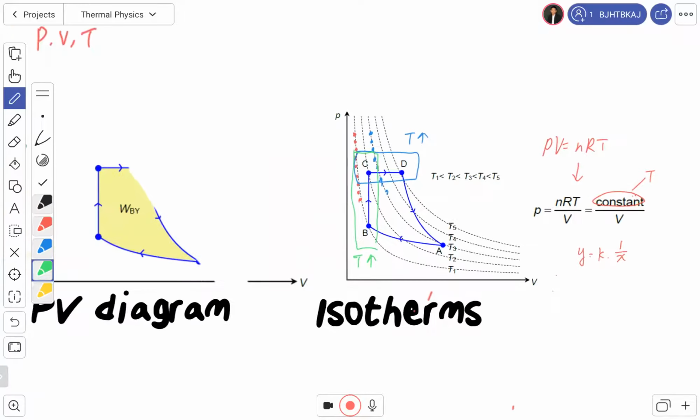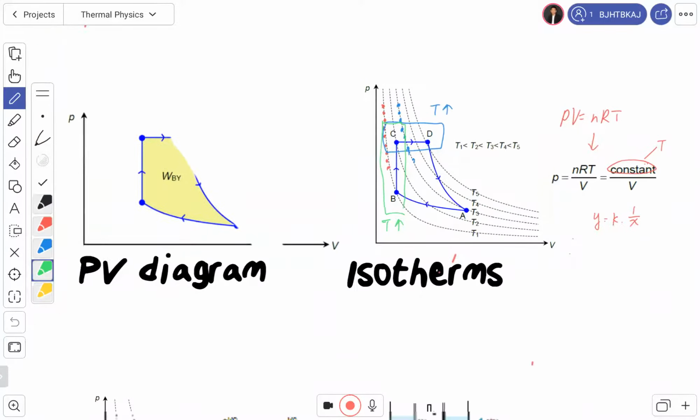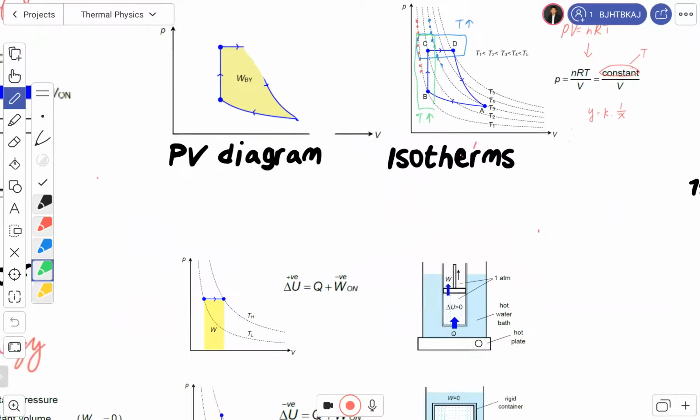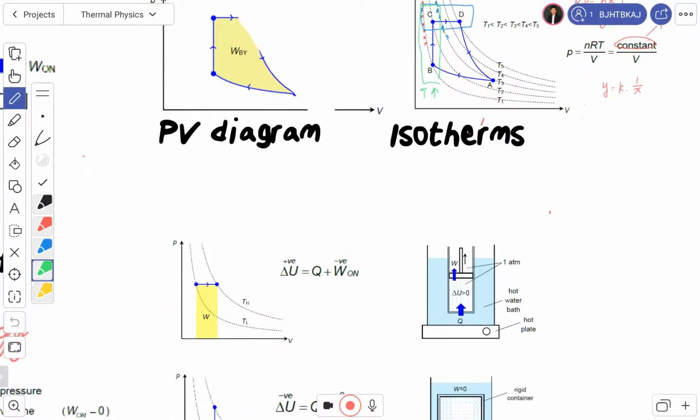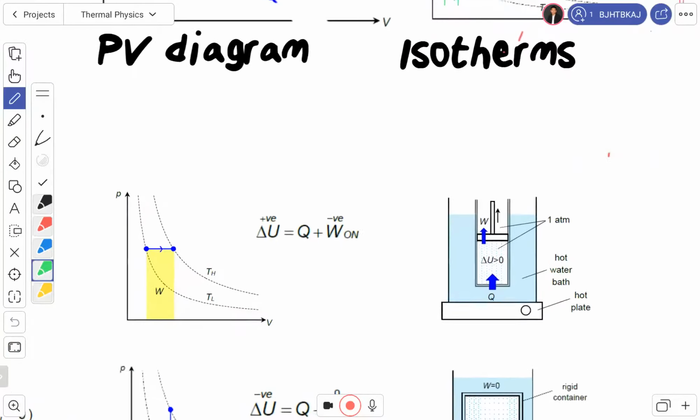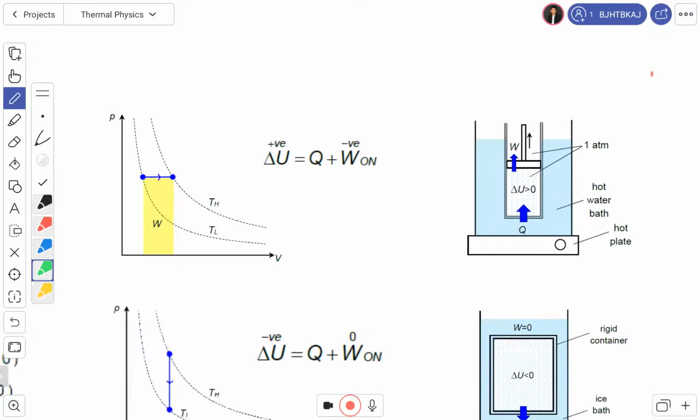So we use isotherms to supplement the deficiency of the PV diagram, which is that it lacks T, to understand the system better. So with that, the four key processes are, namely, first one, isobaric.